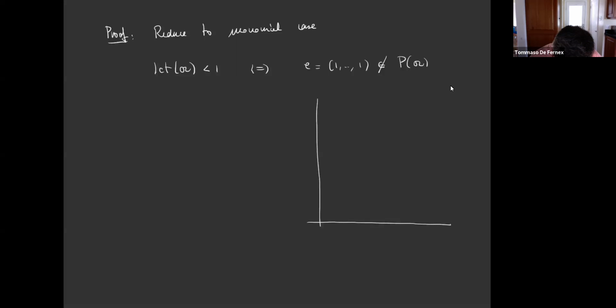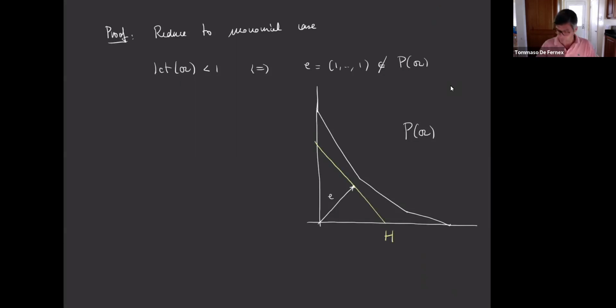So this is P_A. And all I know is that the log-canonical threshold is less than 1. So if I write this vector E, it doesn't touch, it stops just before. I don't know how much before, I don't care. But the Newton polyhedron is convex. So if I have a point outside, this point of coordinates 1, 1, 1, then I can find some plane H which passes through this point E, but is disjoint from P_A.